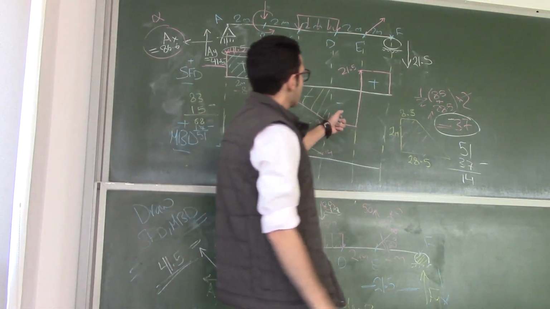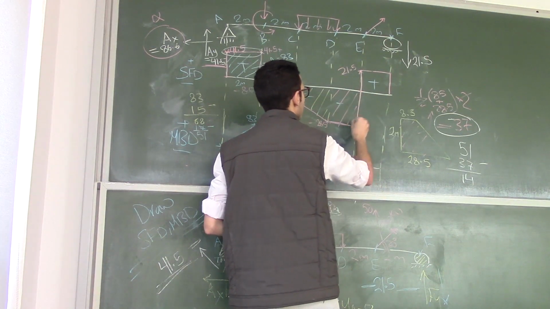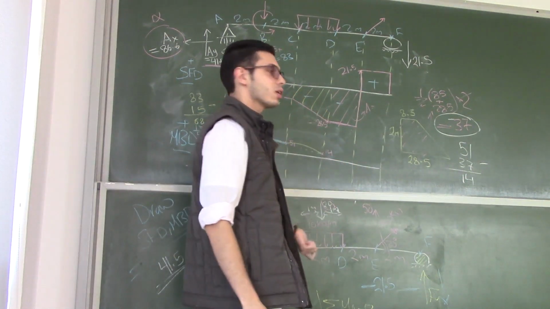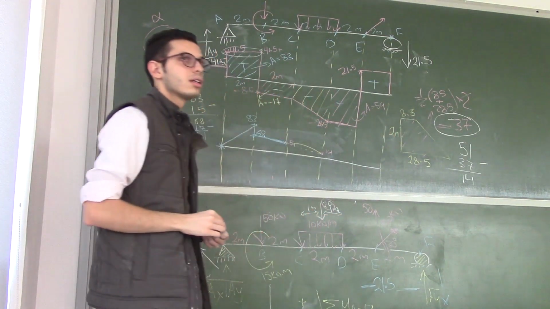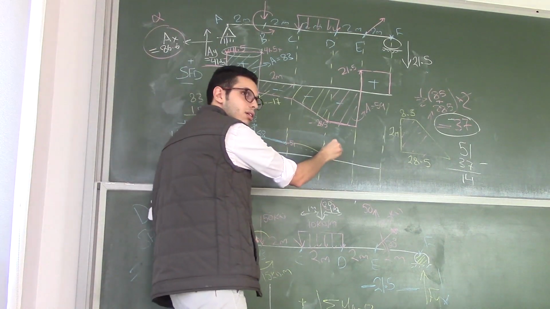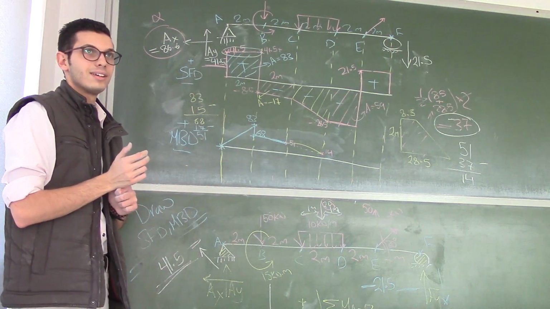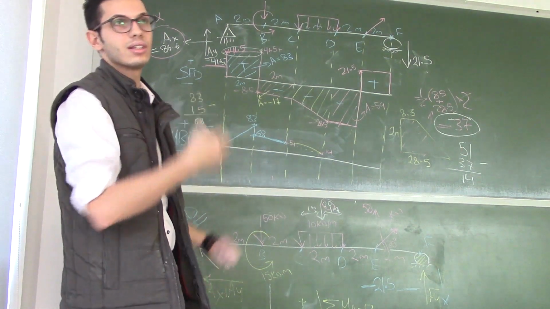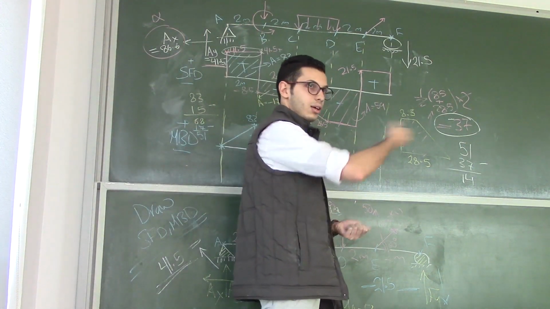Now for this area, it's a rectangle. So the area here is 28.5 multiplied by 2, so it's going to be 57. Why is the curve not like this? This is for the shear in the triangle case, not for the moment case. Can I go forward?